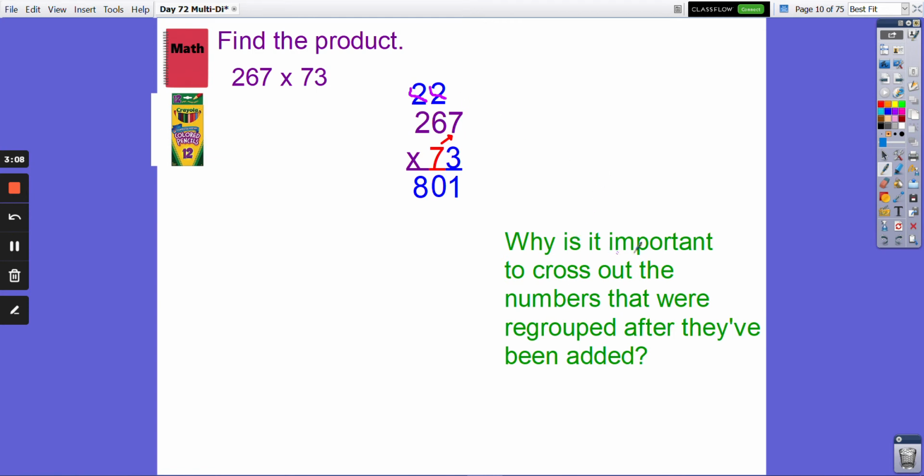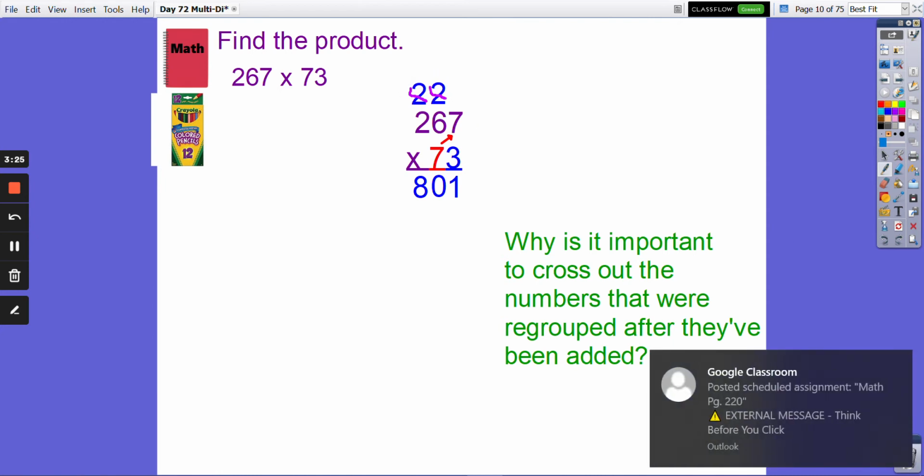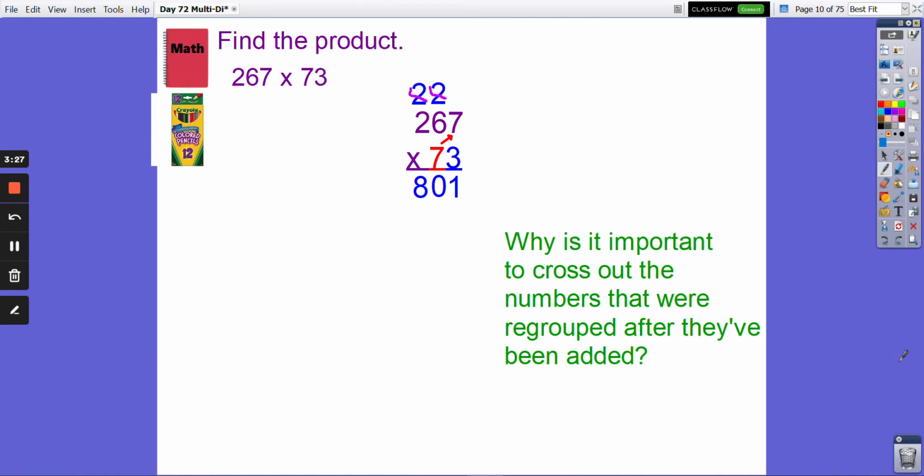Why is it important to cross out the numbers that were regrouped after they've been added? We do that because we want to make sure we don't add those numbers again. We already added them, so we want to make sure that we don't add them again because we want to make sure to only add the new numbers that we write above.